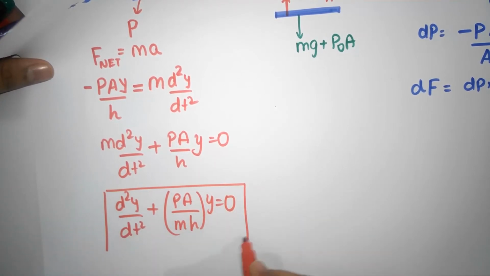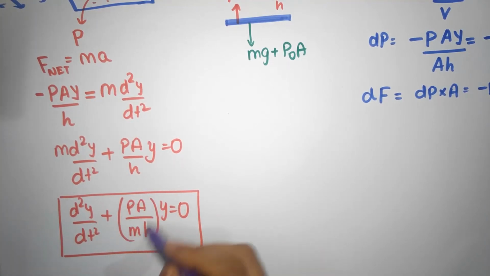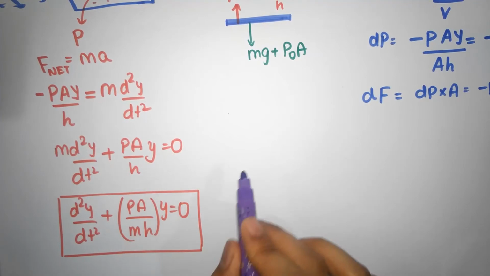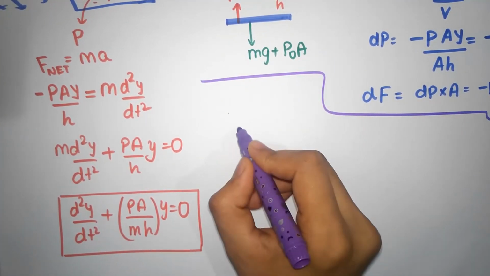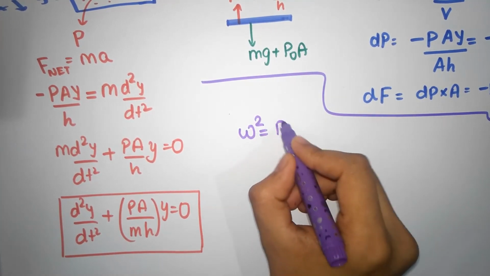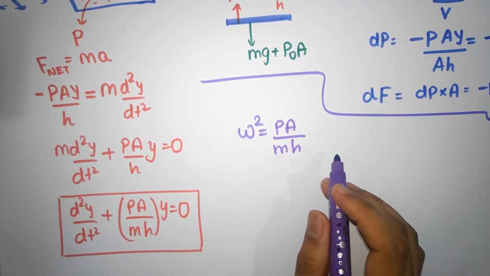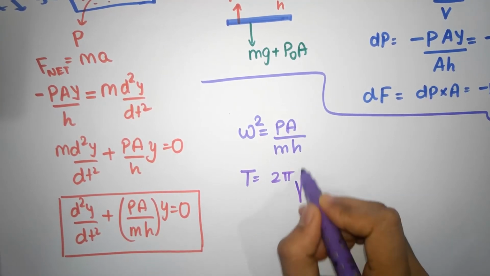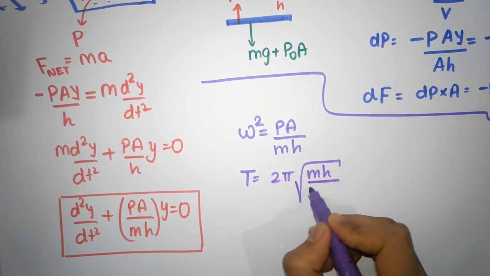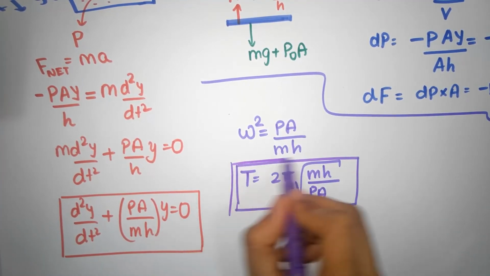I'm not going to even say it, I'm pretty sure you got this by now. This coefficient must represent the angular frequency squared. So omega square must be equal to PA divided by mh. And what are we asked to calculate? Find the time period. So the time period is going to be 2 pi square root of mh divided by PA. Ta-da!